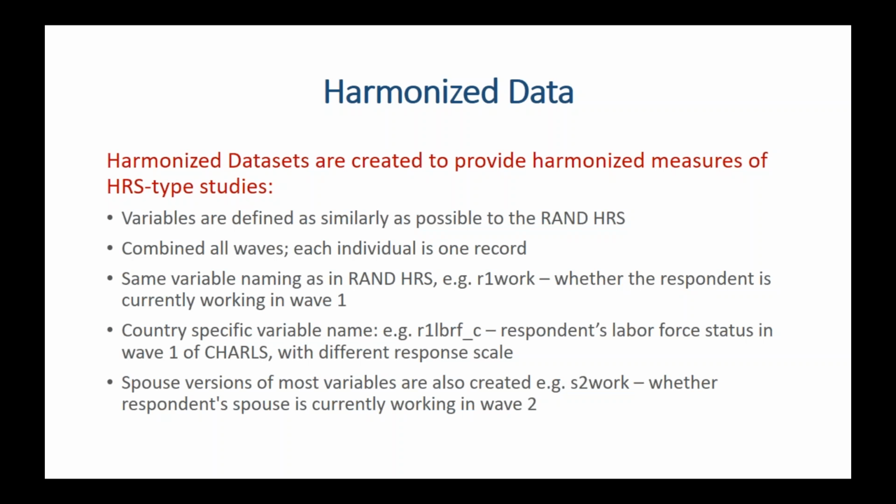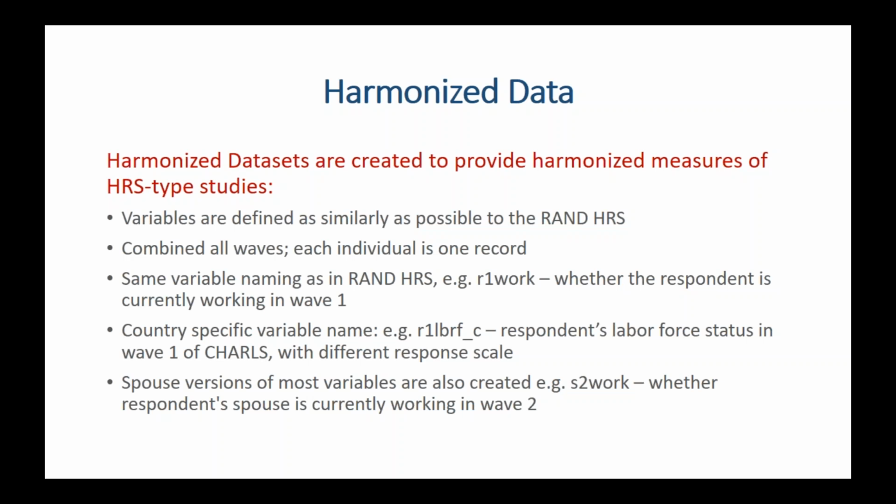We also include spouse versions, which are helpful for anyone interested in looking at spousal effects. Spouse versions of most variables are created. So we'll have a variable called S2WORK, and that's whether the respondent's spouse is currently working in wave 2. This saves researchers the trouble of doing spouse matching themselves, although the spouse is also in the data set.